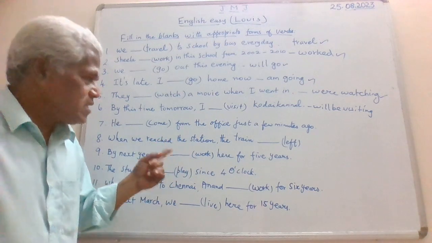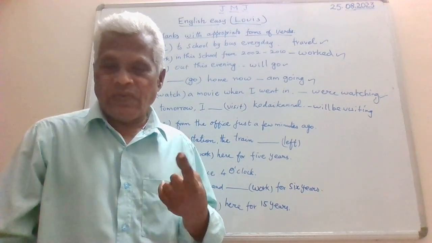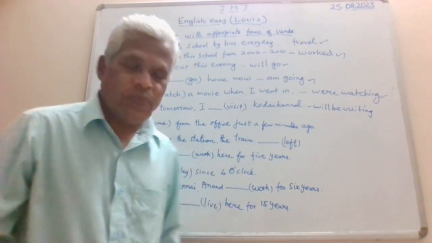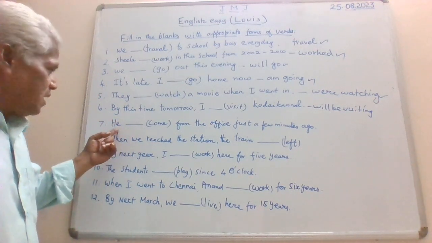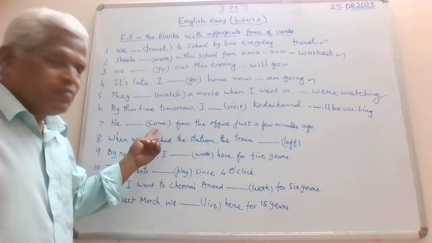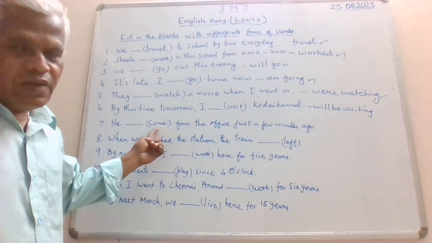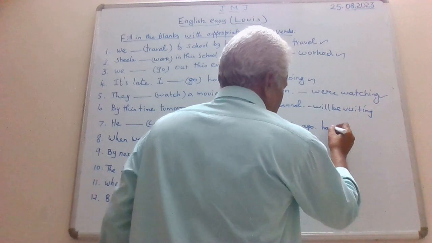So present perfect tense. And when you think of present perfect tense, what is the auxiliary verb that you are supposed to remember? Have, has, and had. Had, of course, will come to past perfect tense. Now, see, he dash from the office just a few minutes ago. So, come is your verb. So, what is the present perfect form of come? In present perfect form, has come.